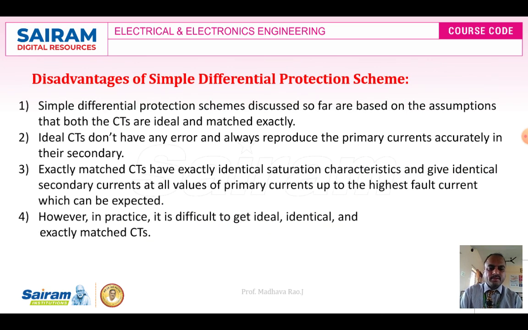In the next video we will discuss the disadvantages of simple differential protection schemes.